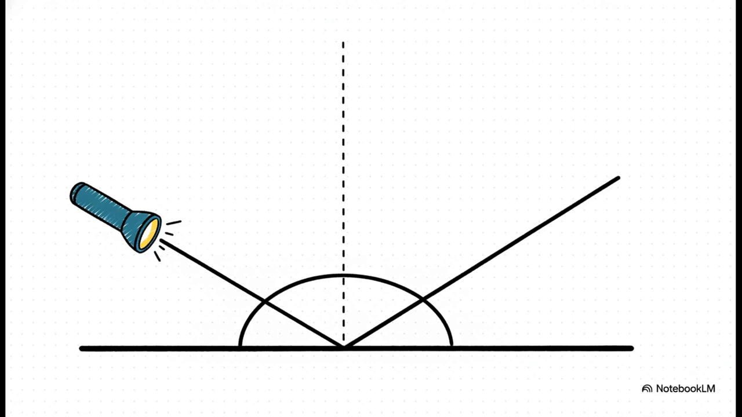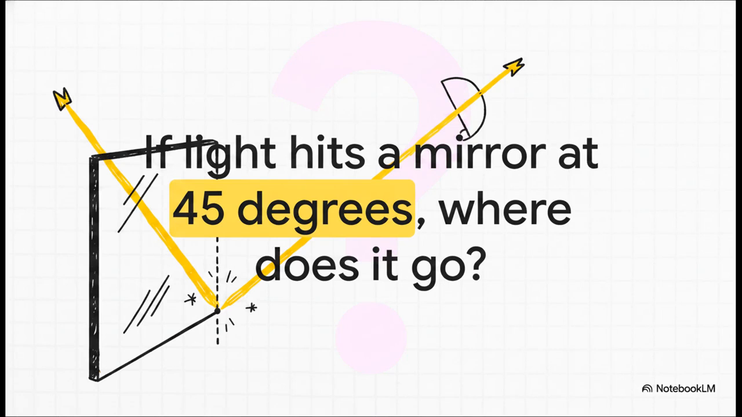We always measure these angles relative to that conceptual perpendicular line we just talked about, the normal line. And according to the law of reflection, the angle of incidence exactly equals the angle of reflection. Whatever angle the light comes in at, it literally has to bounce off at that exact same angle. All right, let's do a quick pause check to test our understanding of how this bouncing works. Here's your question. If a ray of light hits a smooth mirror at exactly a 45-degree angle relative to the normal line, where does it go? Take a second and think about that rule we just established.